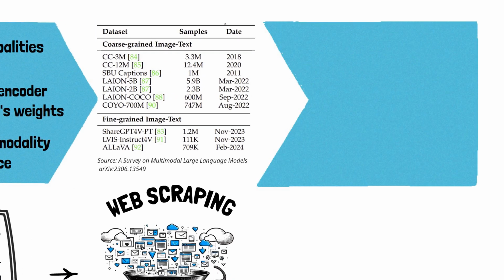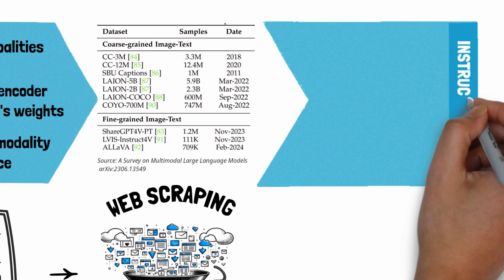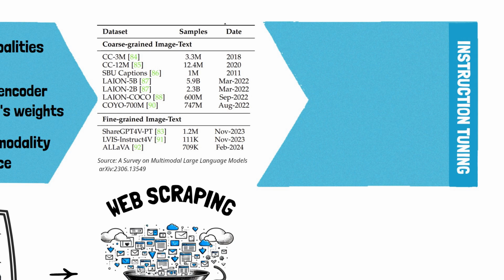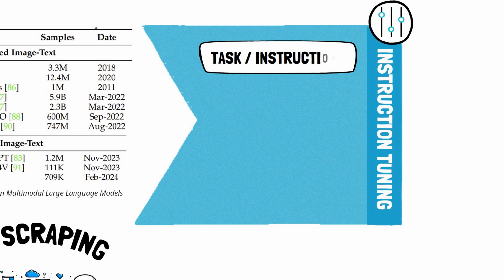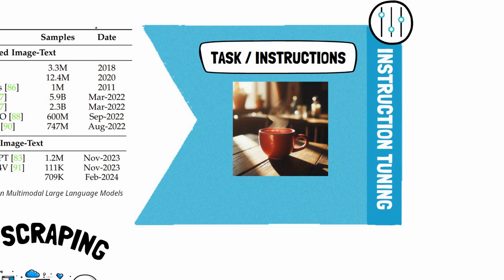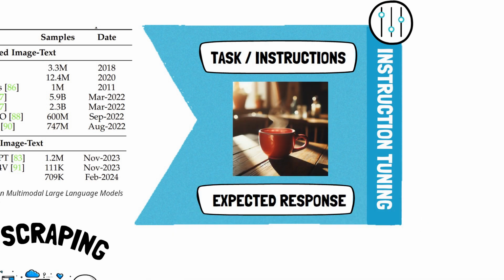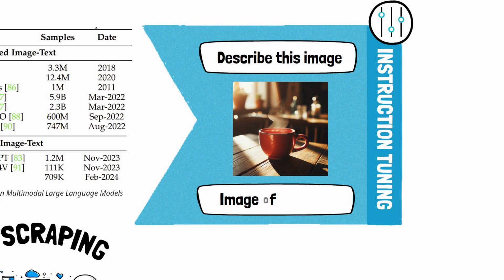Similar to text-only models, we use instruction tuning to teach the model to understand and follow multimodal user instructions. The datasets used for this training phase include examples with instructions from various tasks, paired with corresponding images and the expected responses. Tasks can be anything, from basic image description to object detection, segmentation, visual question answering, and so on.